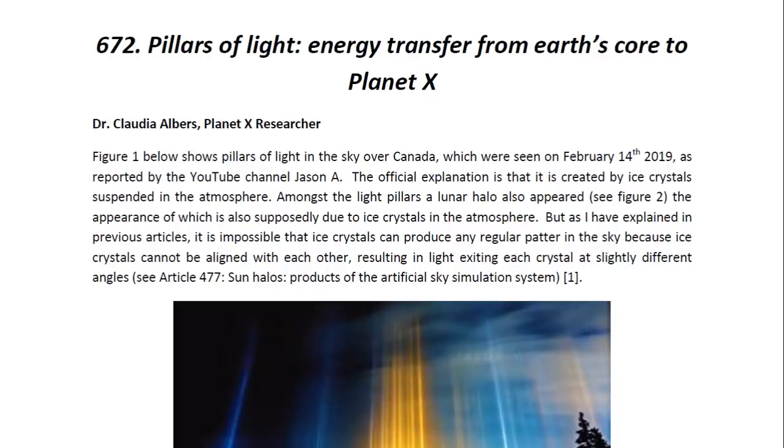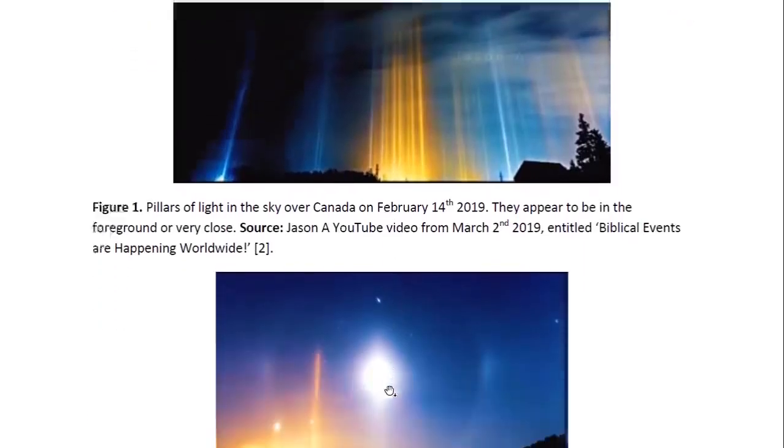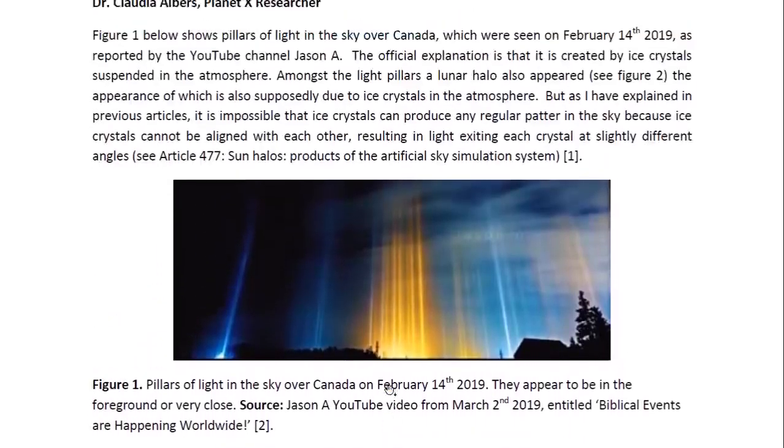This one's entitled Pillars of Light, Energy Transfer from Earth's Core to Planet X. Now, figure 1 below shows pillars of light in the sky over Canada, which were seen on February 14, 2019, as reported by the YouTube channel Jason A. The official explanation is that it is created by ice crystals suspended in the atmosphere. Amongst the light pillars, a lunar halo also appeared, which you can see here, and the appearance of which is also supposedly due to ice crystals in the atmosphere.